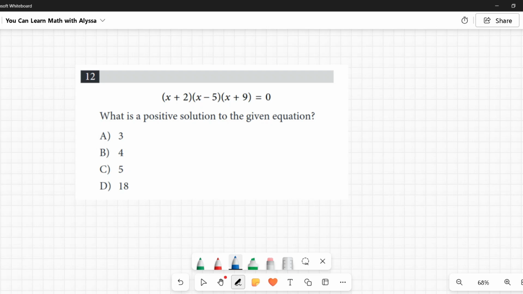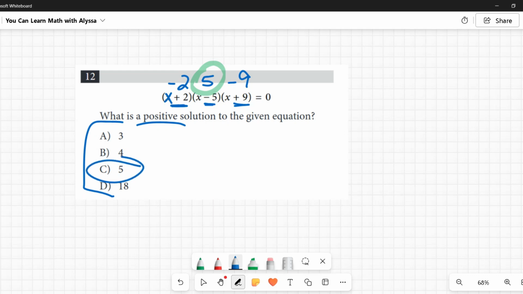One of these has to be equal to 0, and I've done a lot of factoring, so I know it's always going to be the opposite when x is just a single x. So the solution for this one will be negative 2, solution for this one will be positive 5, and the solution for this one will be negative 9. And we only have one positive solution, that's 5. So when I look at my options over here, it says what is a positive solution? 5 is the only one.